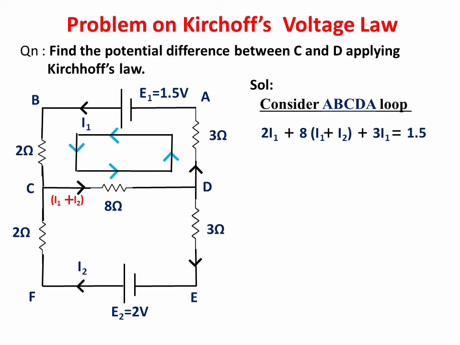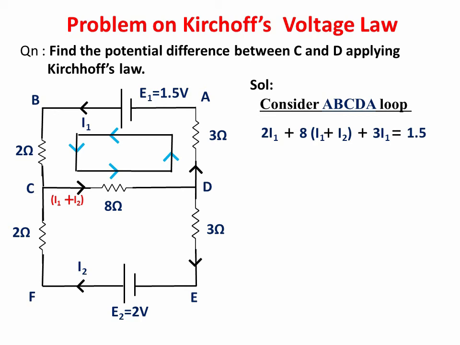2 I1 plus 8, the resistance is 8, the current value is I1 plus I2, so 8 into (I1 plus I2), plus 3 into I1, mind it, upward direction only I1 is good, downward is I2. So 2 I1 plus 8 (I1 plus I2) plus 3 I1.